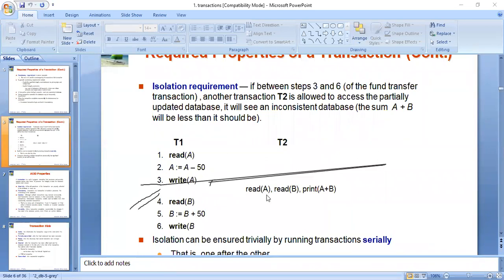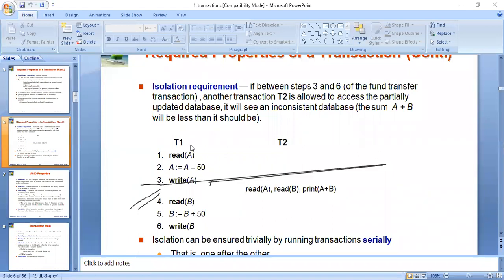Now see, after this instruction, I am executing T2, transaction 2. After instruction 3, T2 has been executed. What are the instructions here? Read A, read B, print A plus B. That means read A means 950, read B is 2000. Print A plus B means 950 plus 2000, that is 2950 rupees.